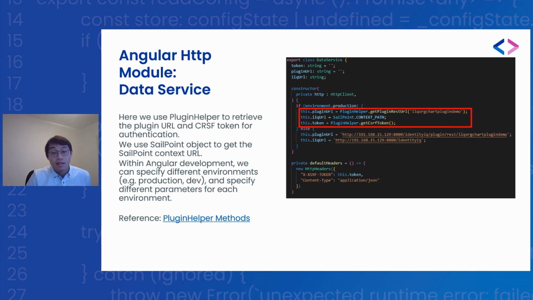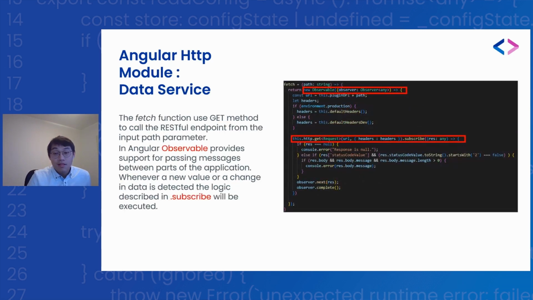In this example, you can also find that in Angular development, we can specify different environments, such as production or dev, and configure different parameters for each environment. This is very useful while we're developing front-end solutions in Angular. For more information regarding the methods of the PluginHelper, please find the corresponding Compass post.